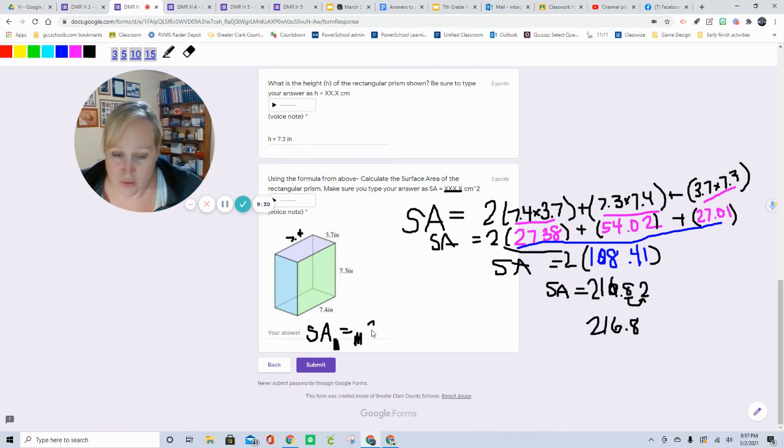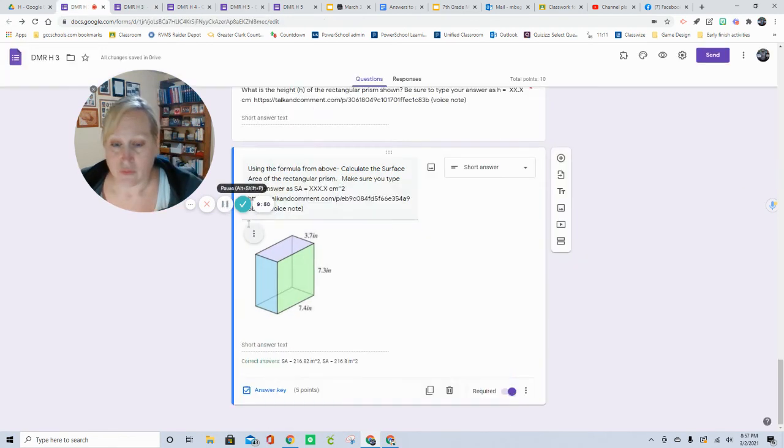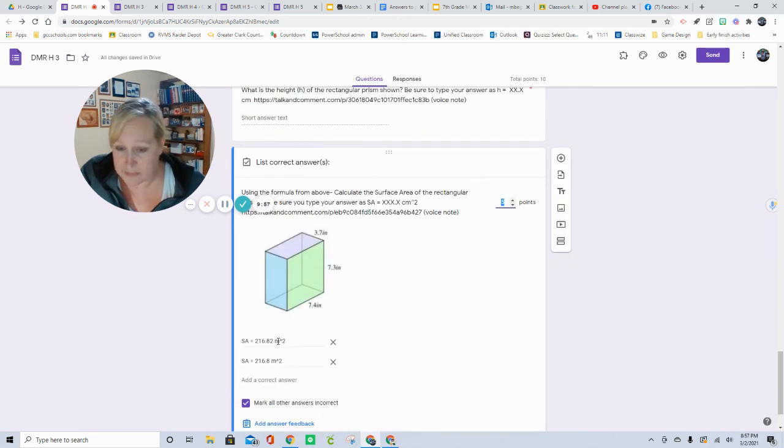So our answer is 216.8. And you need a space. And in this case, it's inches squared because this is flat surface. You're covering all the outside. Okay, because I'm a little paranoid that I put meters. Look, guys, I did. So I'm going to fix it so you know what to type. 216.8 inches squared.